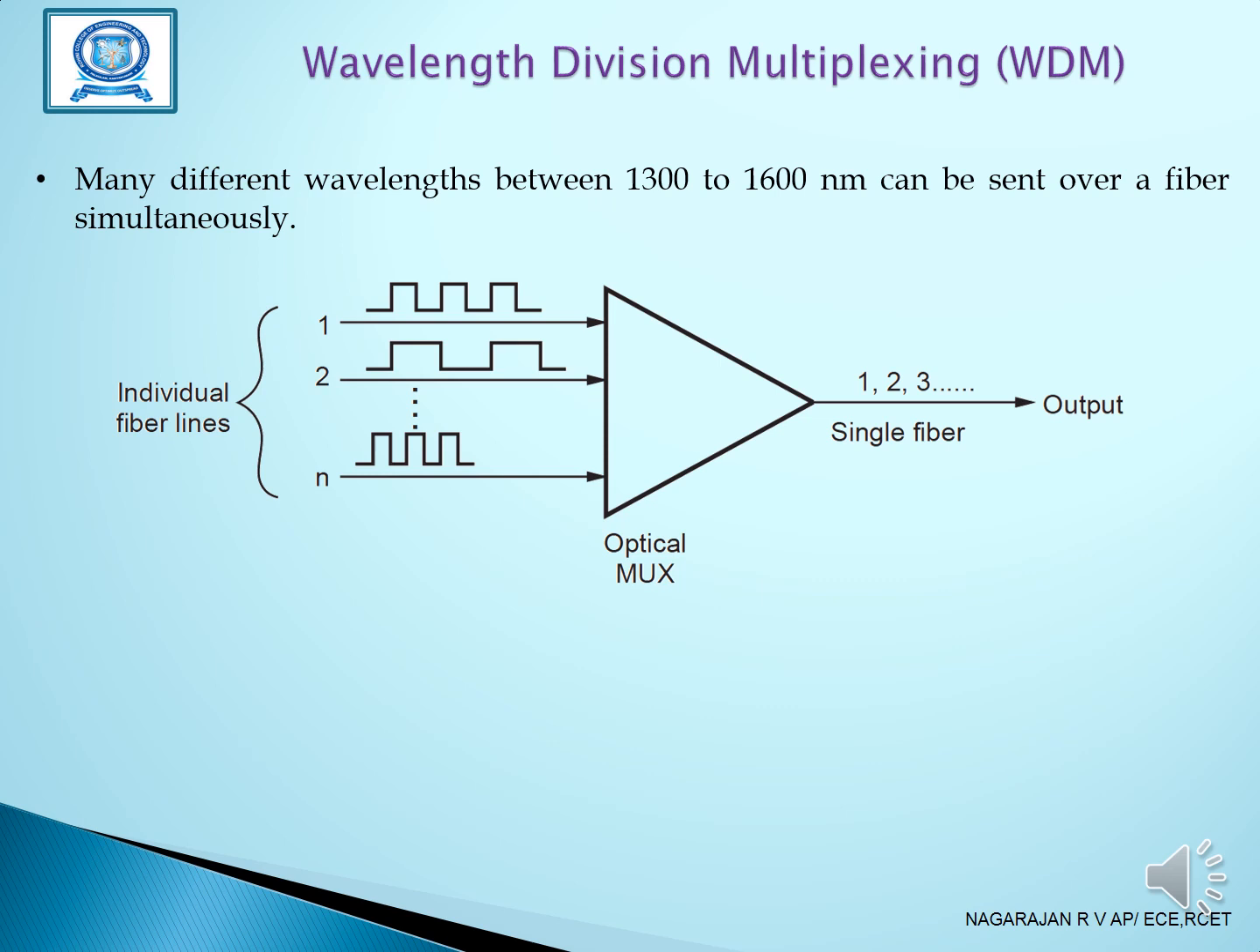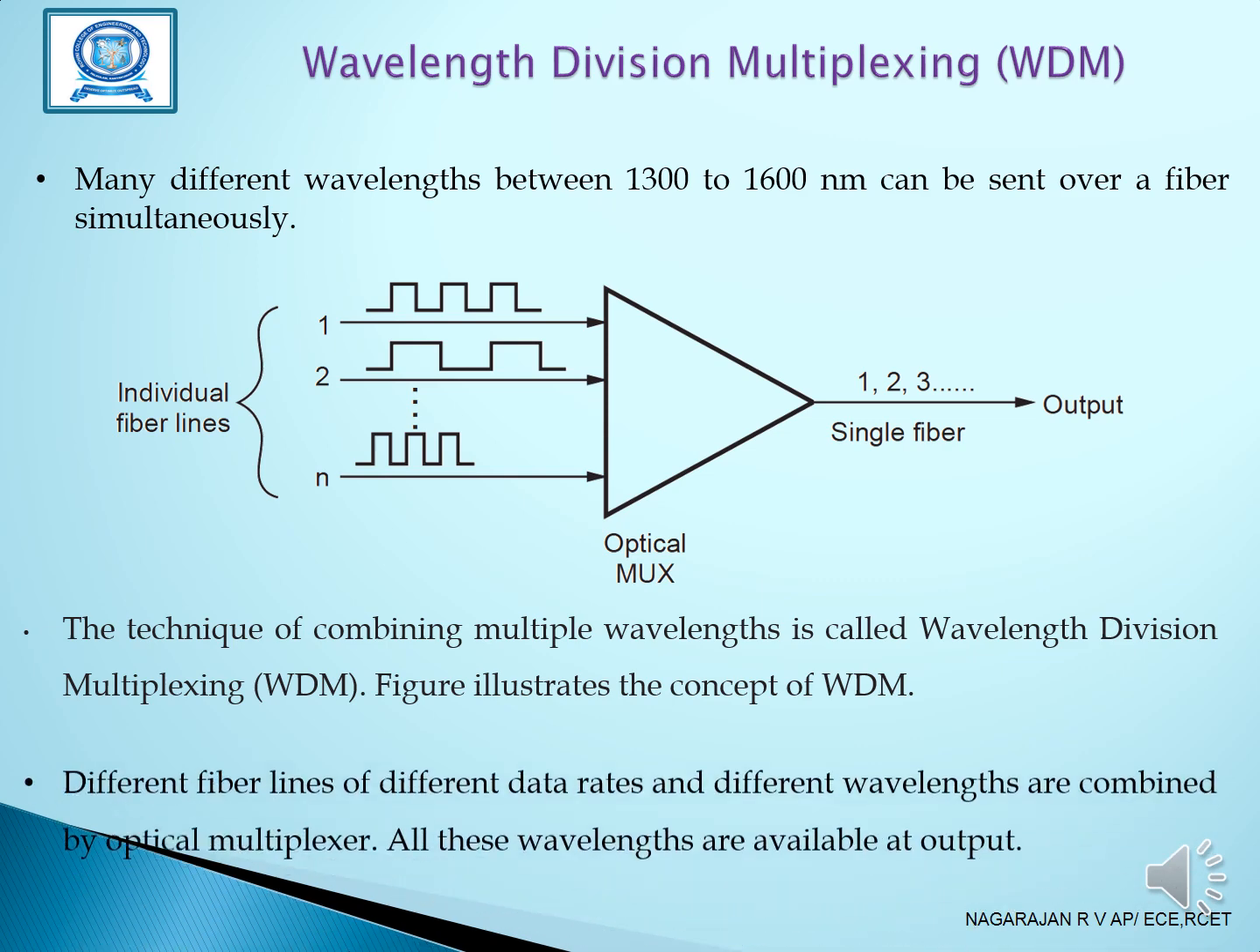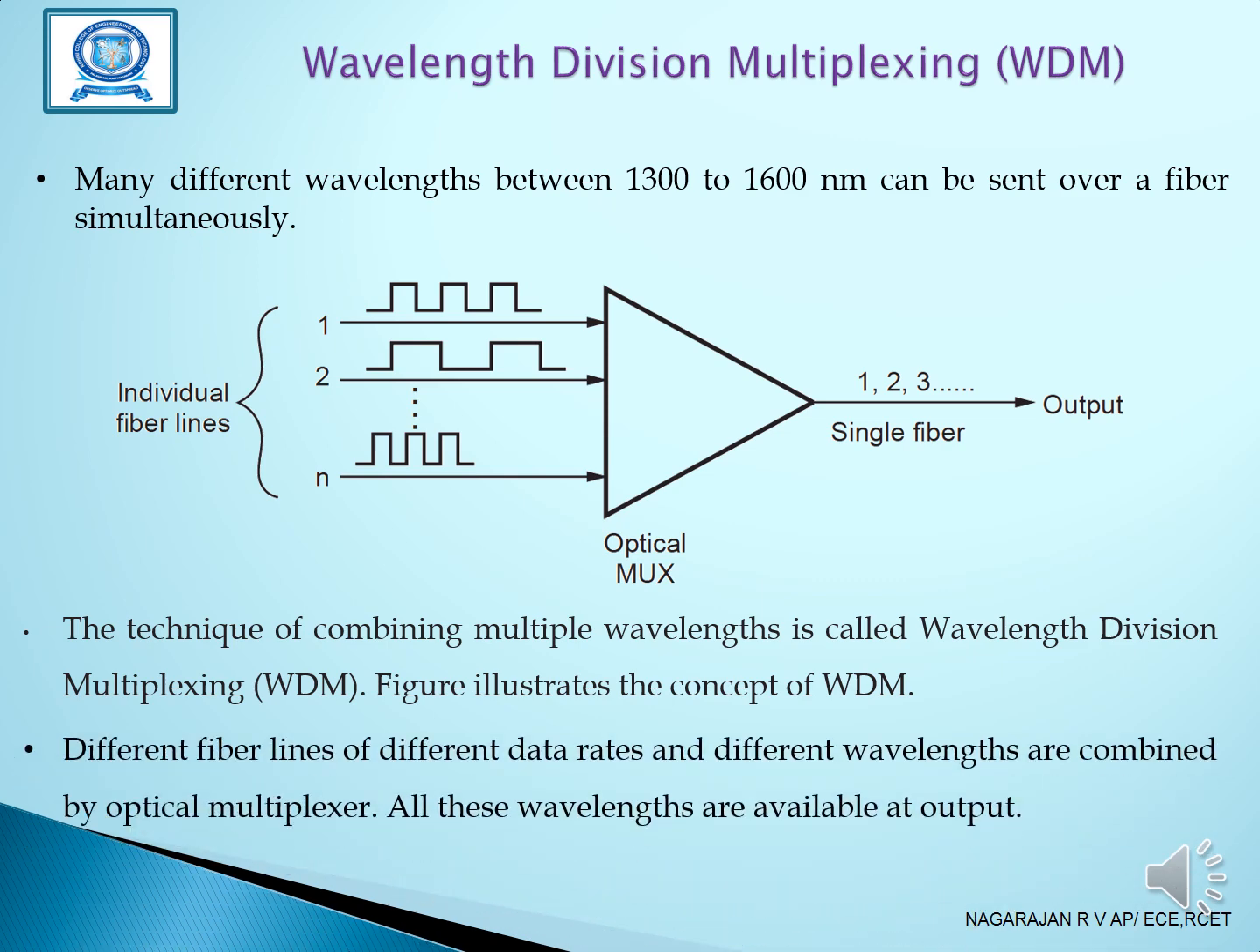Through the optical multiplexer, we get a single fiber output. The technique of combining multiple wavelengths is called wavelength division multiplexing. The above figure illustrates the concept of WDM. We combine them together to make a single output. Different fiber lines of different data rates and different wavelengths are combined by the optical multiplexer, and all these wavelengths are available at the output.